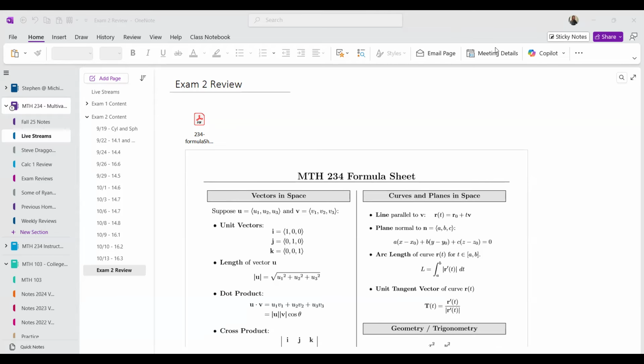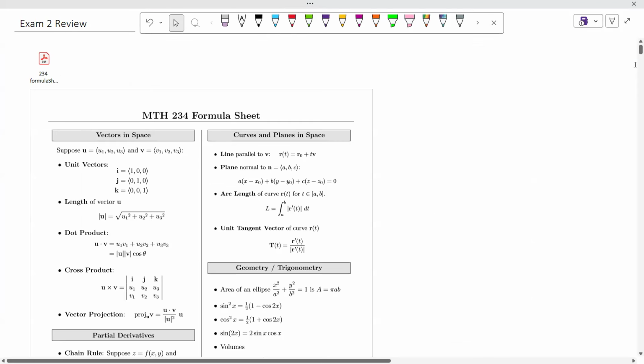So, if you look over to the left, you can see in the navigation where I've got my review, the review that we're going to do right now. It's just in the normal live streams tab, right at the end of our exam 2 content. And the very first thing that we're going to look at is the formula sheet. That's this guy right here, I think.